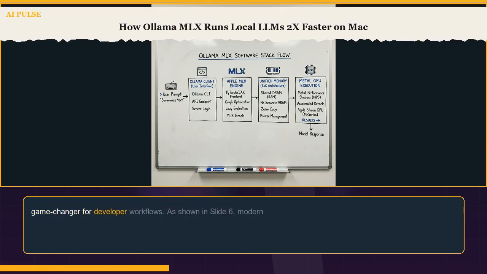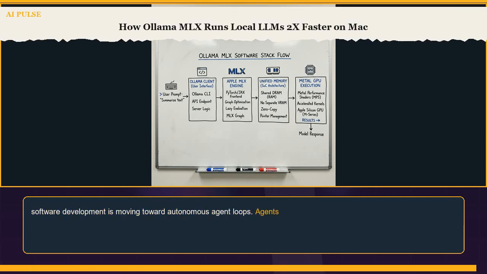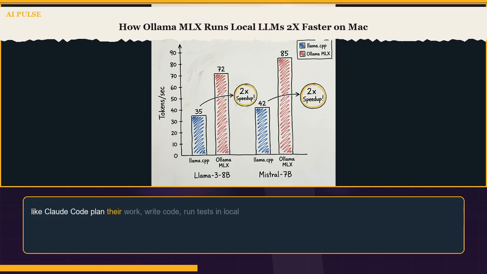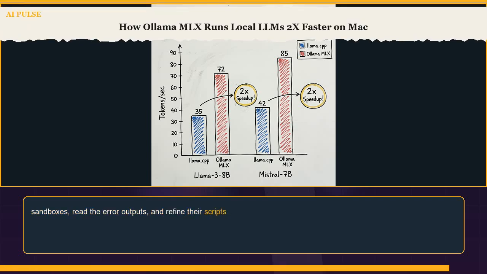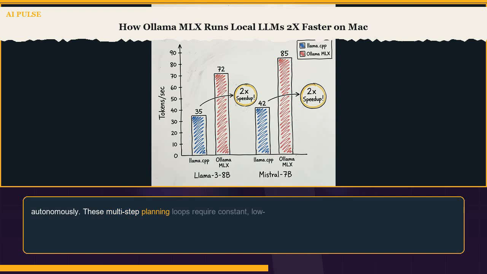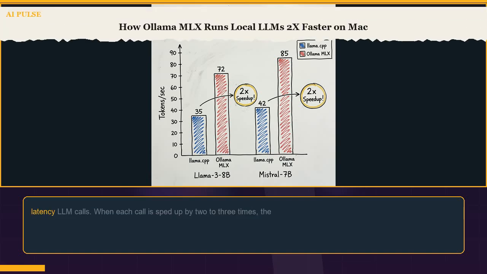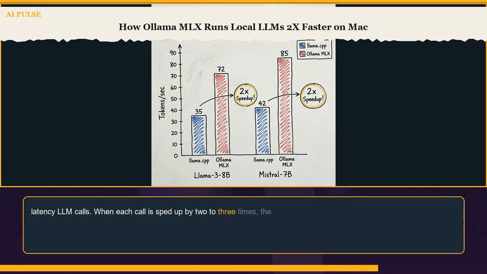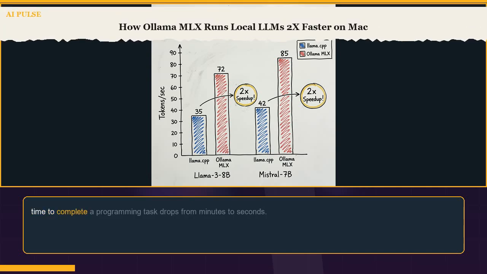As shown in Slide 6, modern software development is moving toward autonomous agent loops. Agents like Claude Code plan their work, write code, run tests in local sandboxes, read the error outputs, and refine their scripts autonomously. These multi-step planning loops require constant, low-latency LLM calls. When each call is sped up by 2 to 3 times, the time to complete a programming task drops from minutes to seconds. Snappy local inference makes autonomous coding agents practical for daily development.